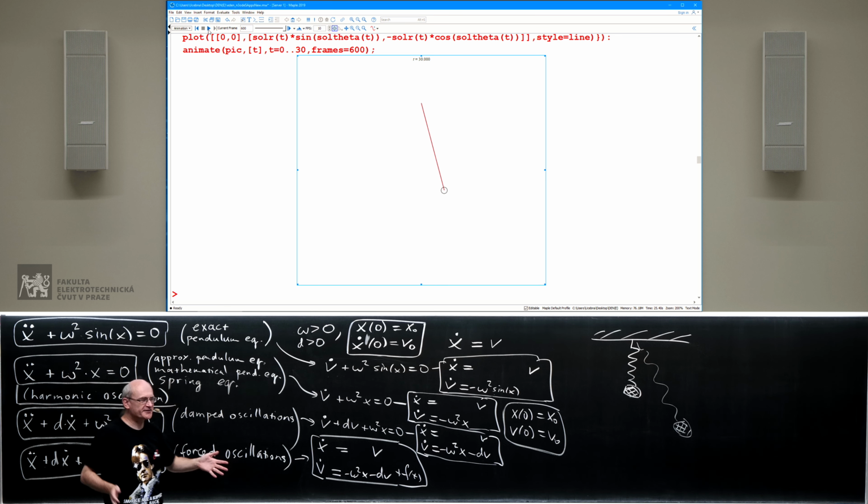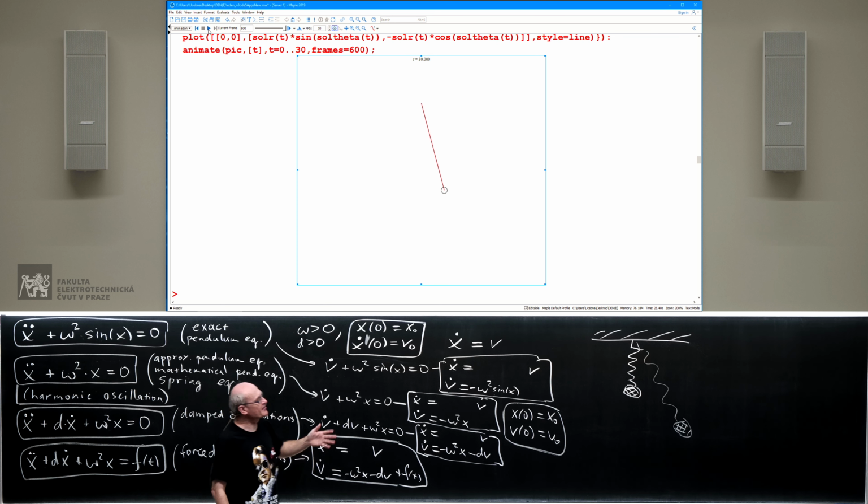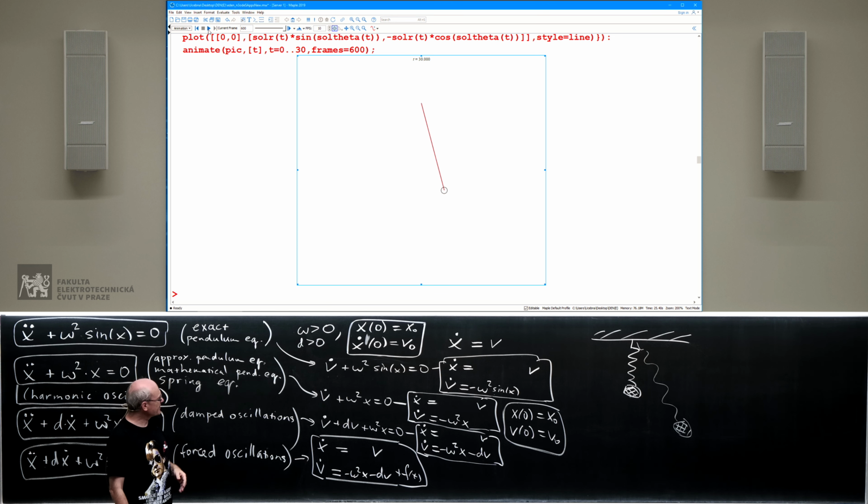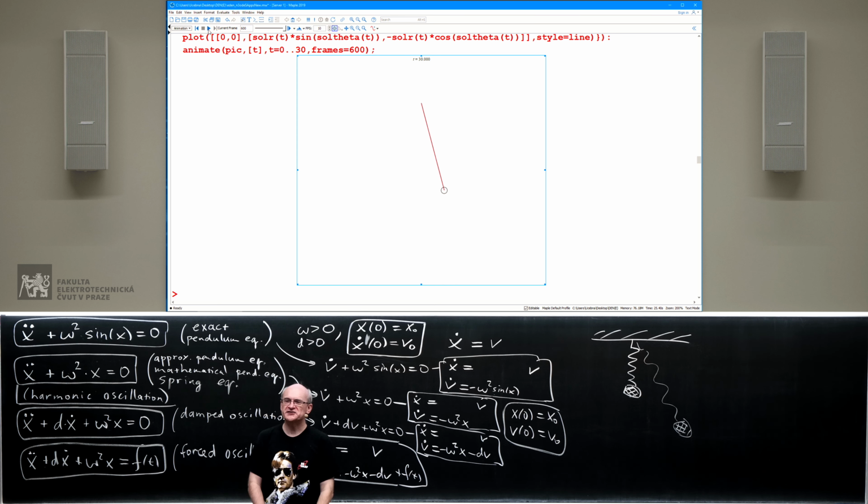So that's it regarding springs and pendulums and things like that. I think this is a very nice application of differential equations to physics. And we got to review some interesting notions about analysis, visualization, and so on. So that's it for this example. Let's move to the next one.